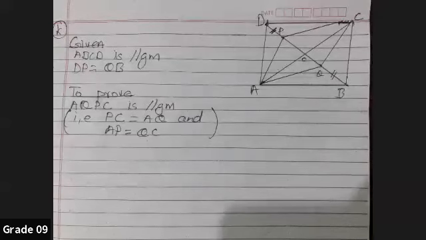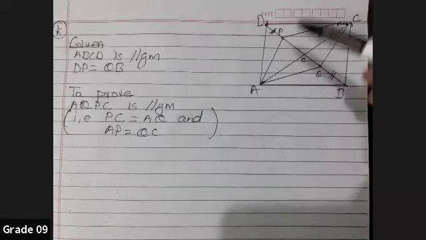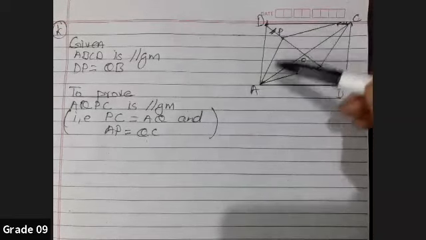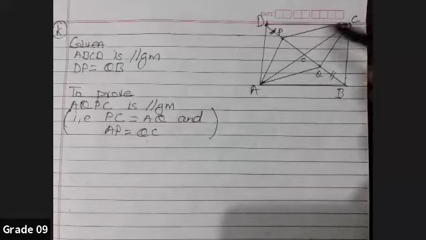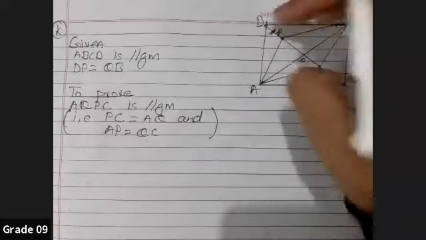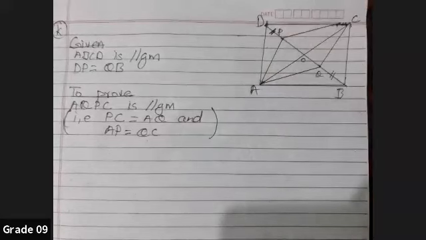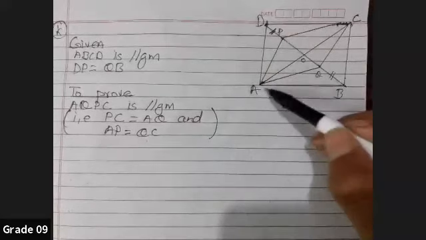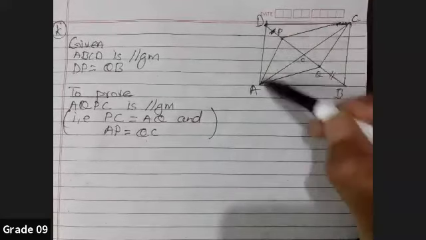Start the question. So this is your next theorem. Here you can see two quadrilaterals. One is the external quadrilateral ABCD, and there is another internal quadrilateral, APCQ. The external quadrilateral is already declared a parallelogram.